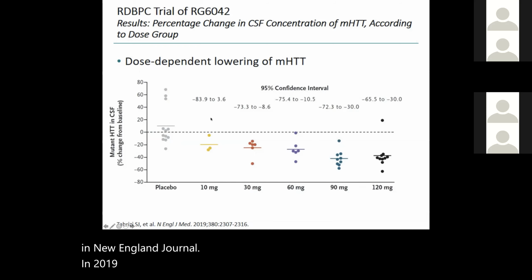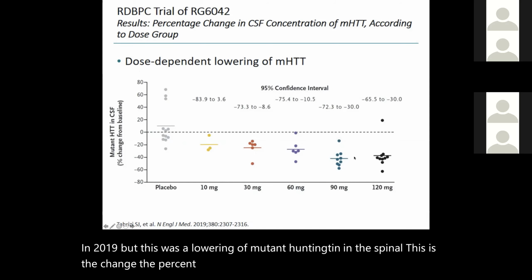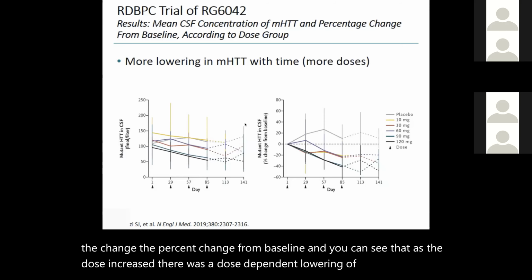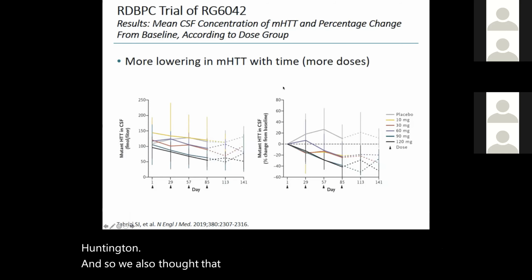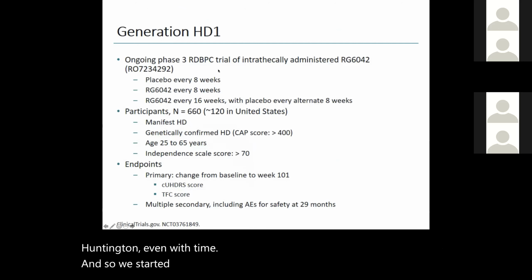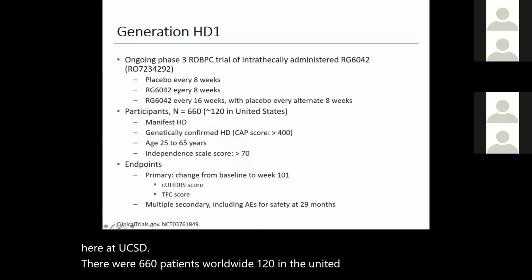This was a lowering of mutant Huntingtin in the spinal fluid. This is the percent change from baseline, and you can see that as the dose increased, there was a dose-dependent lowering of the mutant Huntingtin. We also thought there was more lowering with time. And so we started the GENERATION HD study, in which we enrolled 17 patients here at UCSD. There were 660 patients worldwide, 120 in the United States, with specific requirements.